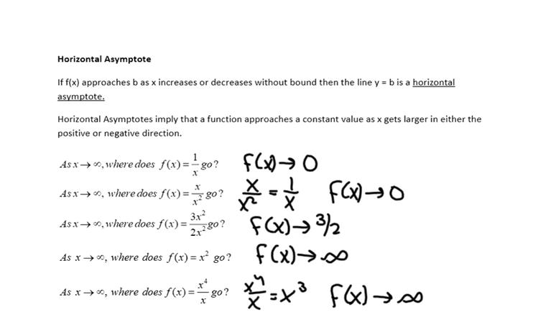So if the degree of the numerator is bigger than the degree of the denominator, it doesn't look like it's going to approach a number. And in the third example, if the degree of the numerator is exactly the same as the degree of the denominator, then it looks like what? The leading coefficient of the numerator divided by the leading coefficient of the denominator. Okay? All right.